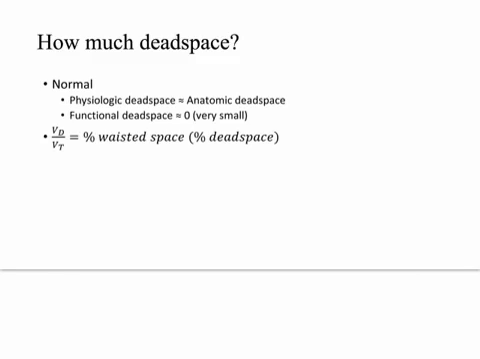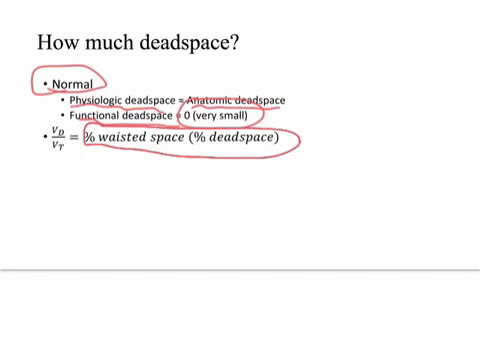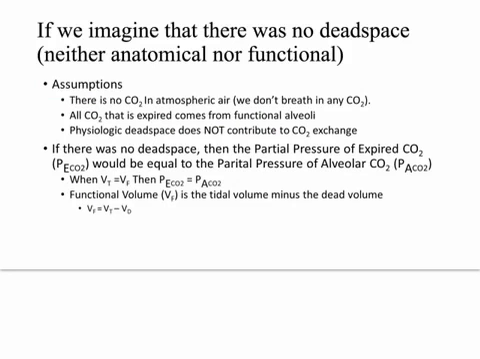So then I say, how much physiologic dead space do I have? Under normal conditions, physiologic dead space is approximately equal to anatomic dead space, and the functional dead space is very, very small, approximately 0. And then lastly, we can come up with this concept of what percent of my volume is wasted, and that would be the volume of dead space divided by the tidal volume.